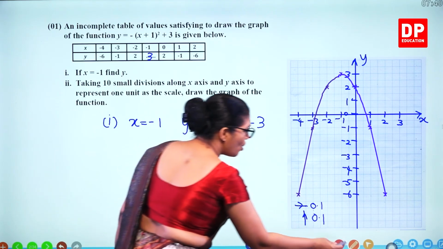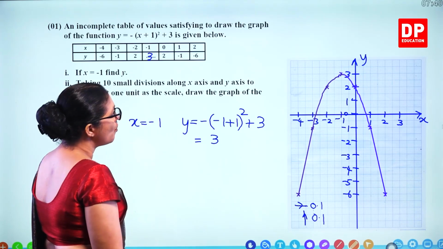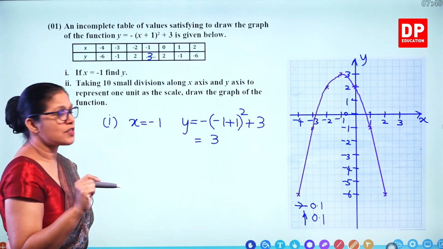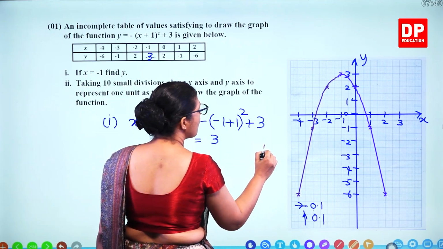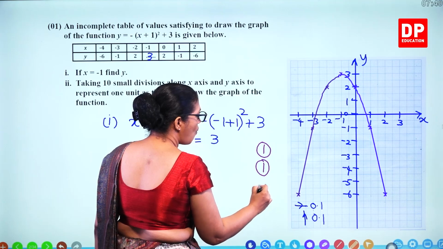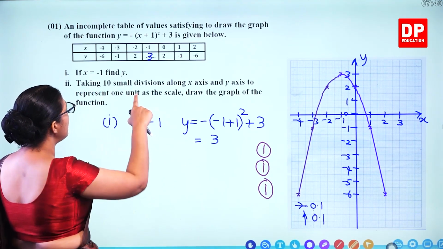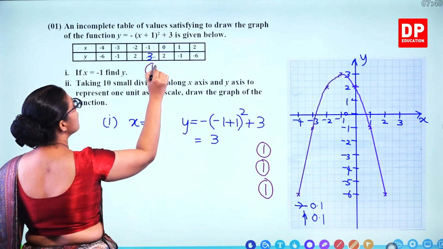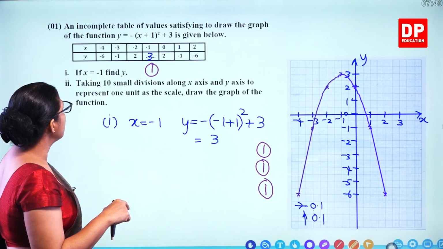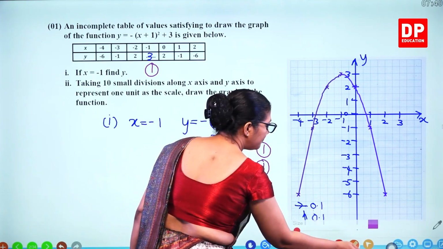Now we have to answer the questions using this. So we'll give marks for this. Always we give 3 marks for the graph: 1 mark for the scale, 1 mark for marking the points, 1 mark for connecting smoothly. And here you get 1 mark for filling the blank. So 4 marks altogether. So let's do the next part.